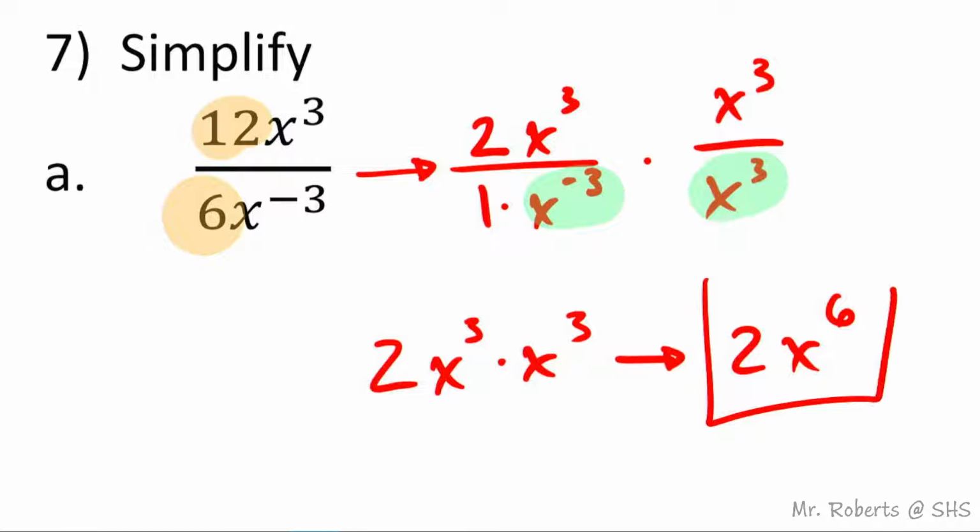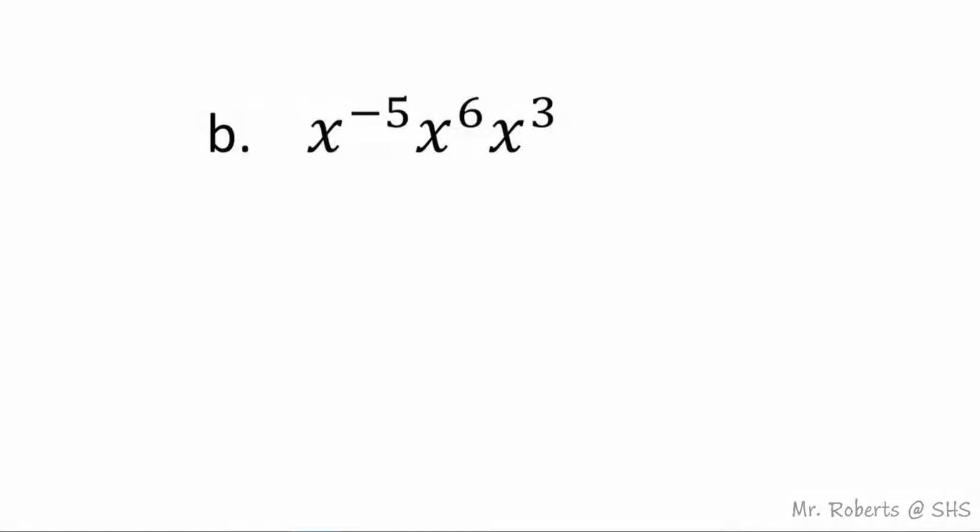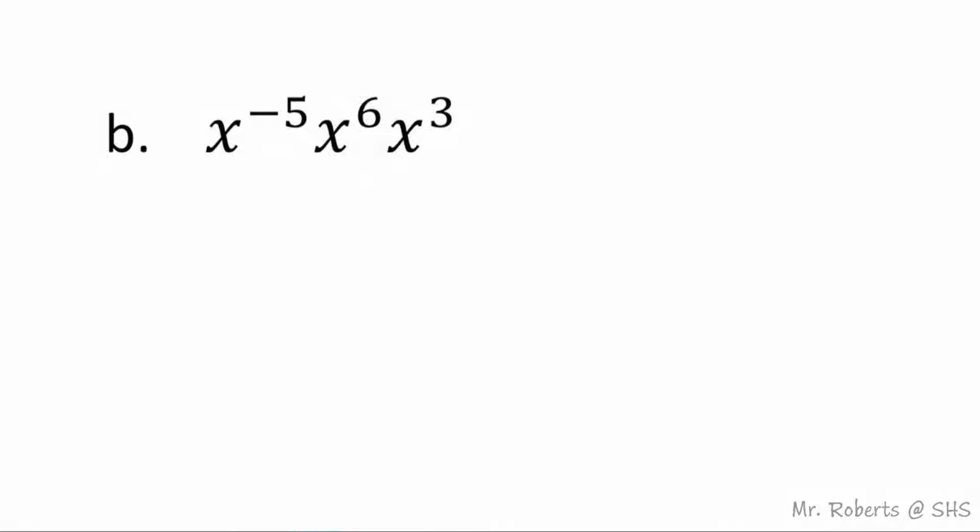That is the answer for 7a. For 7b, I don't think it's too bad, right? We've got 9 factors of x. So this is x to the negative 5th times x to the 9th.